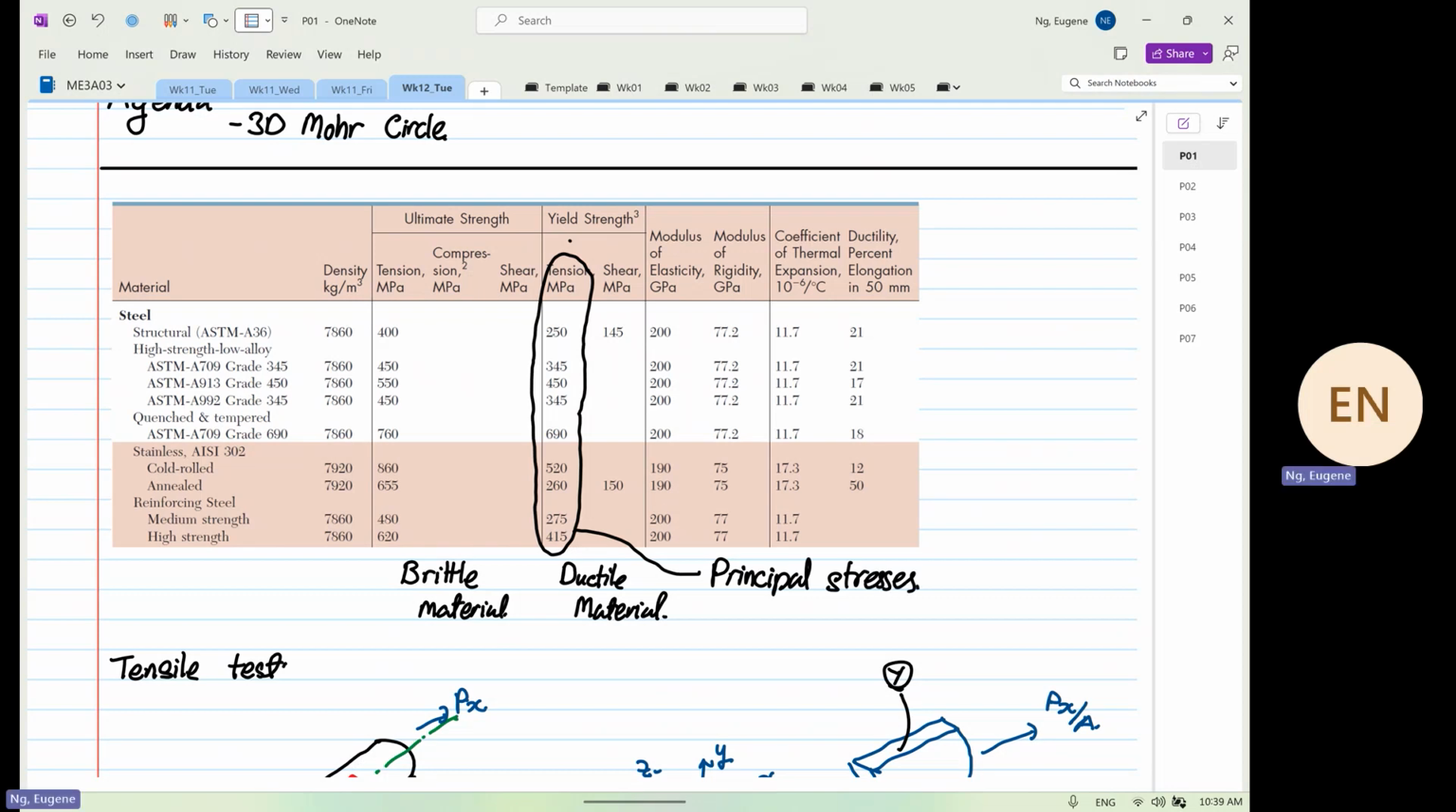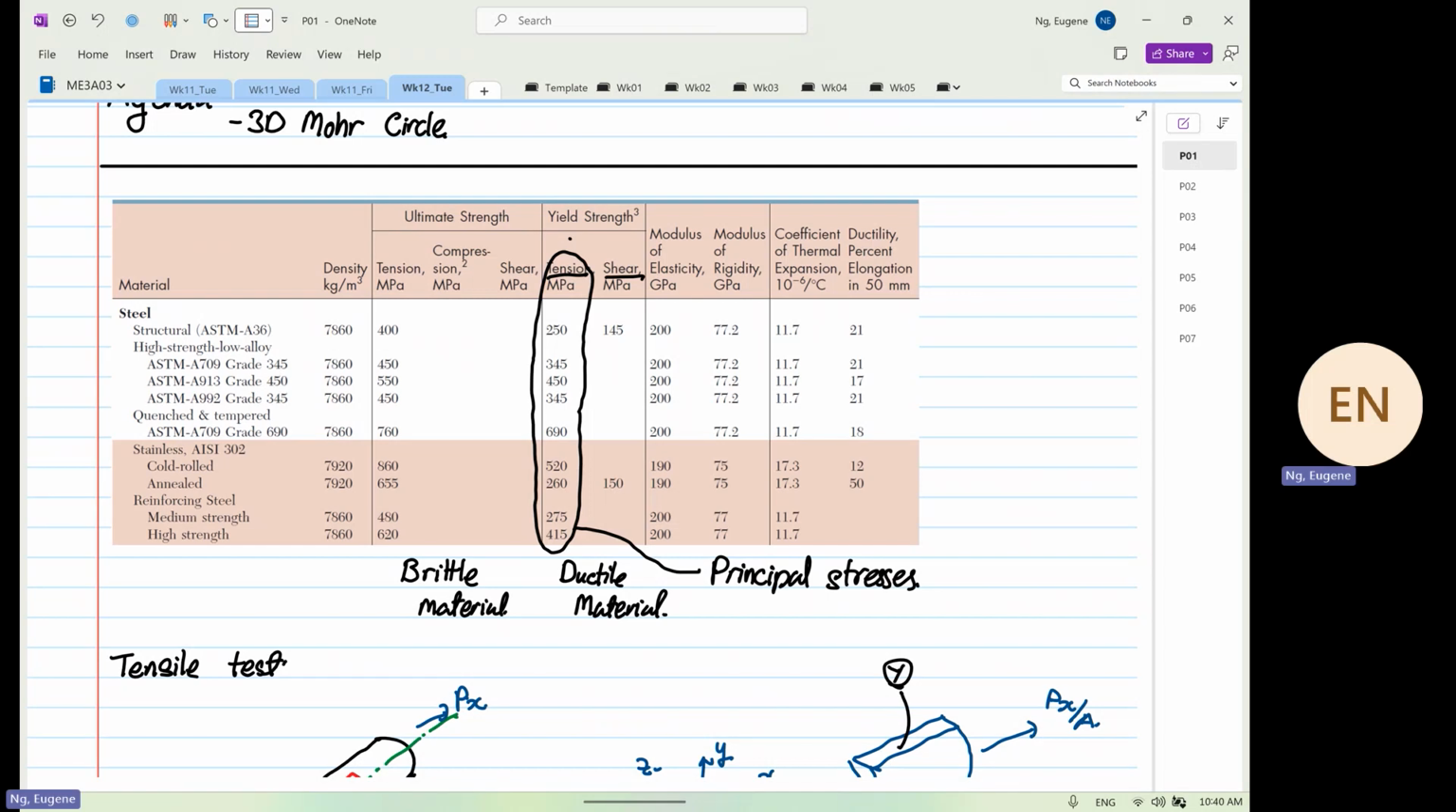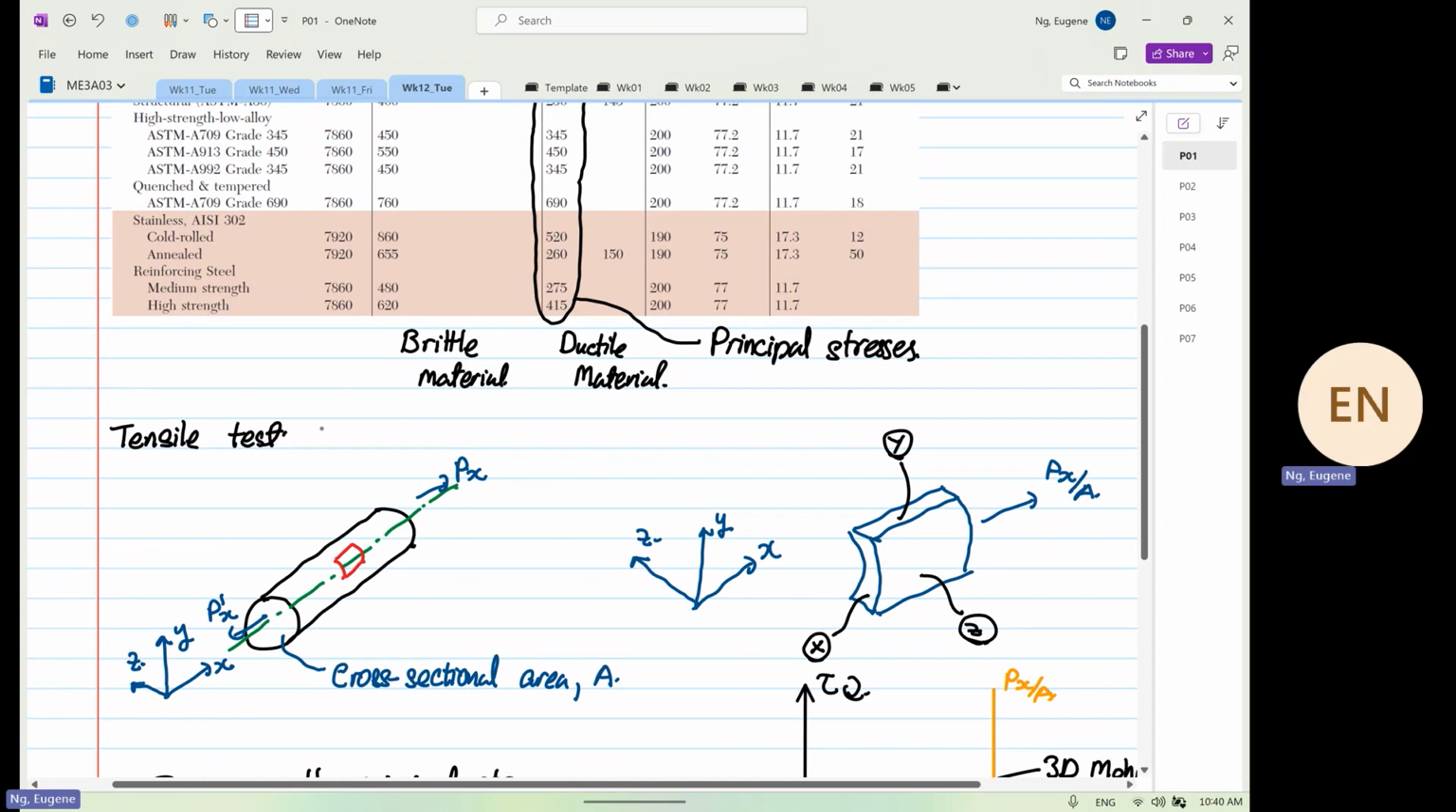Are our what? Principal stresses. Are we clear? Only if you know what has been given on the table, then you know what to choose. So in all these cases, you can see that over here you have tension, and over here you have shear. Yes or no? Right? So all these tensile tests are all what?